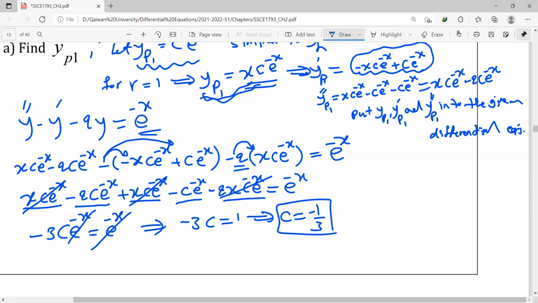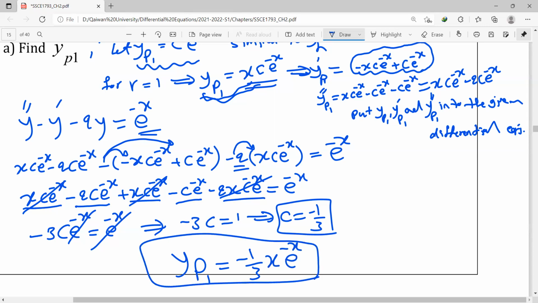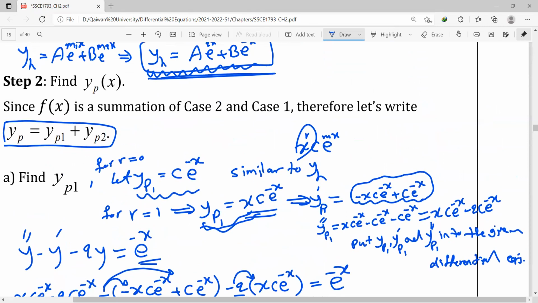Okay, so now we write down the particular solution. So yp1 equals to what? Minus 1/3 x e to the power minus x. We just replaced into the particular solution, this yp. This is the chosen yp1. That's for yp1.